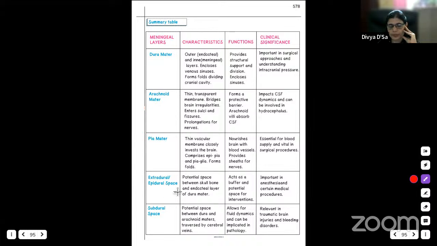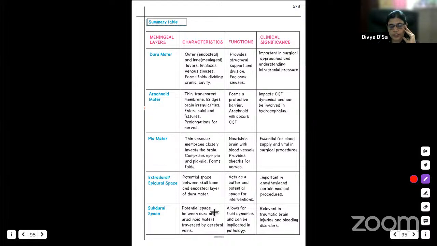So when we say epidural space, that is the space where they give the epidural anesthesia. Okay, because in that part the nerve emerges, and then we give it in that part. Okay, so it acts as a buffer and potential space for intervention. It is important in anesthesia and certain medical procedures.